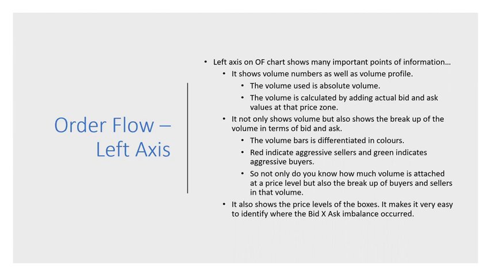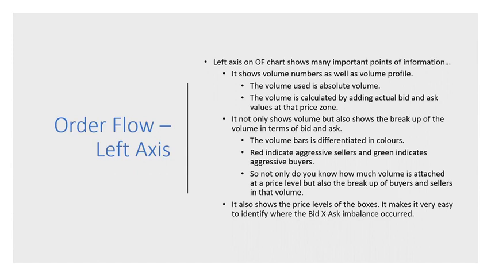Now we will go to the chart and see it in a live example. It shows you the volume number, that is the total volume traded at a price. At the same time, it will plot a profile graphic for you. The volume used is absolute volume. We have seen the difference between relative volume and absolute volume when we were looking at volume profile construction. If you're still confused, please go to that video, watch it, and everything will become clear. What is the difference between relative volume and absolute volume?